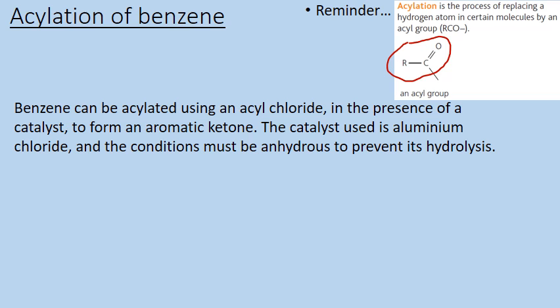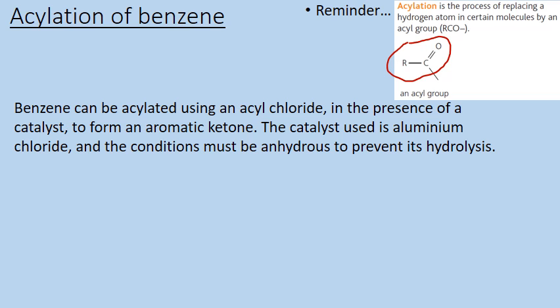So when you saw acylation of the amines and alcohols, ammonia, etc., you didn't need a catalyst. You just used your nucleophilic addition elimination. This is not nucleophilic addition elimination. We already know the mechanism is going to be electrophilic substitution. So it's slightly different here, okay? We do need a catalyst, and the catalyst is aluminium chloride, and we must make sure that it's anhydrous, which means there's no water there, because if there was water present, we would get hydrolysis taking place.